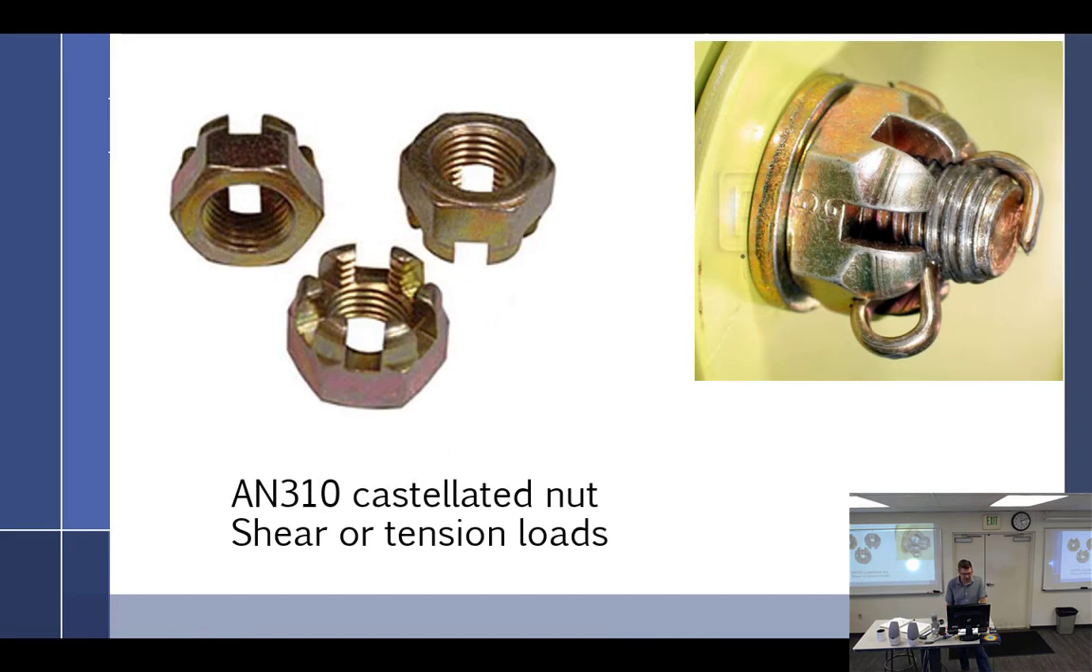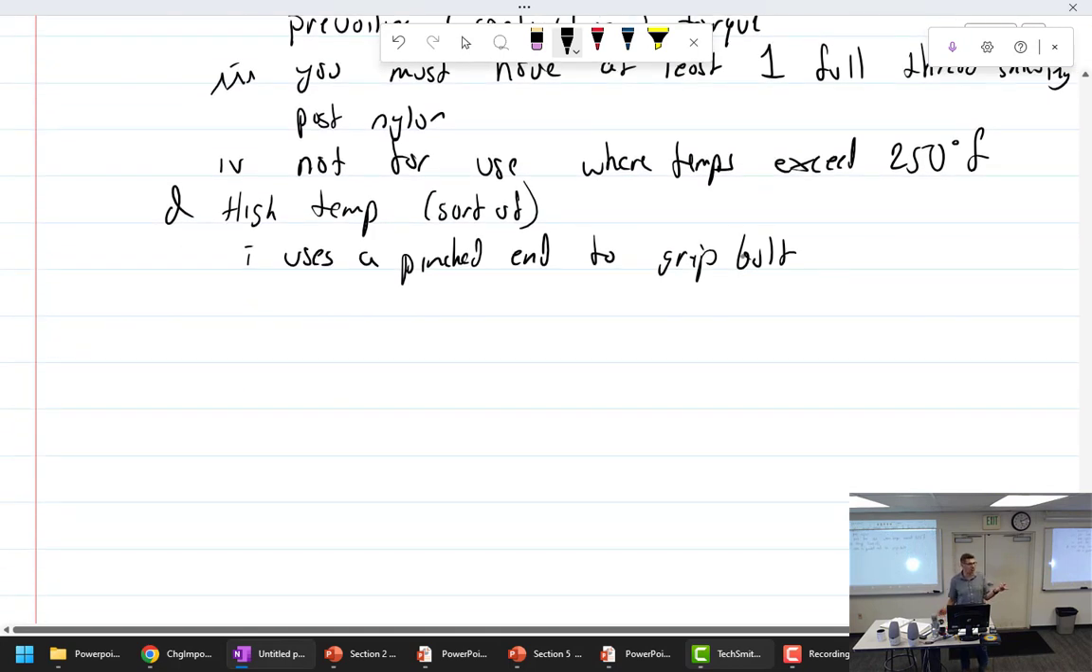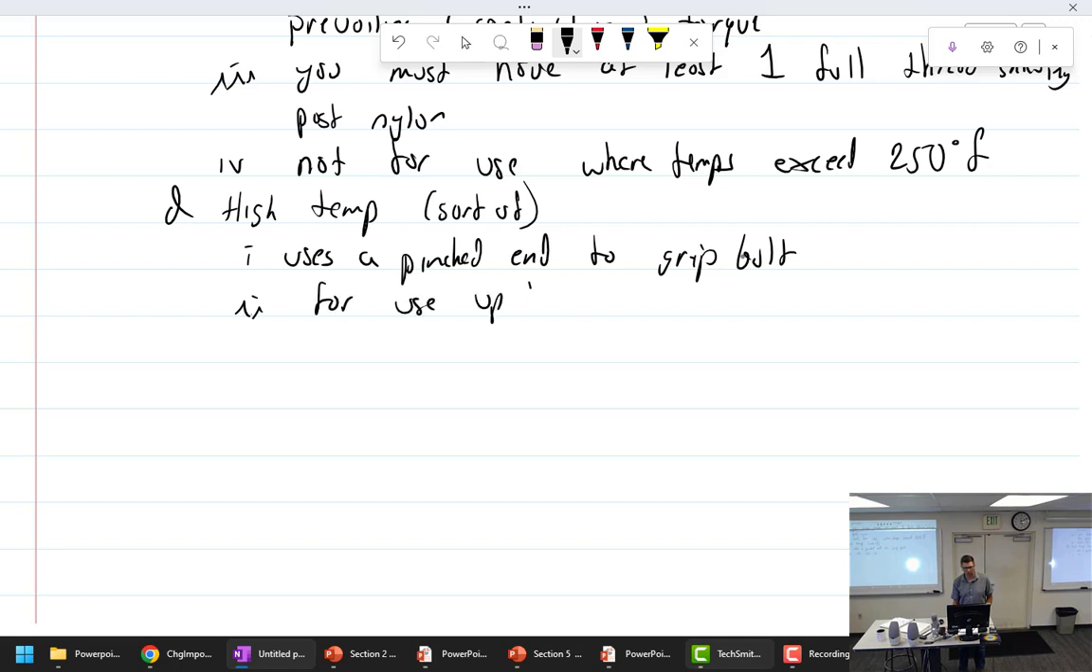Is there a special tool to crimp or bend those nuts in? Or do they come pre-crimped? Oh, they come pre-crimped. Yeah, you don't crimp them. All right, so high temp uses a pinched end. Same rules apply, not to be used where it's subject to rotation. And how many threads showing? At least one full thread. For use up to 450 degrees F.